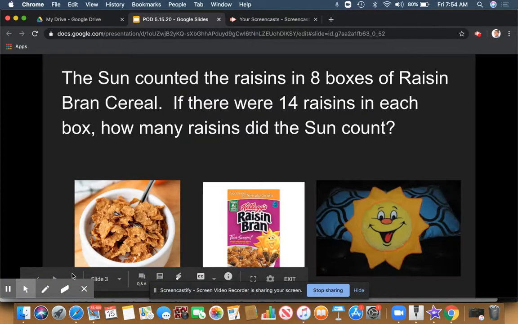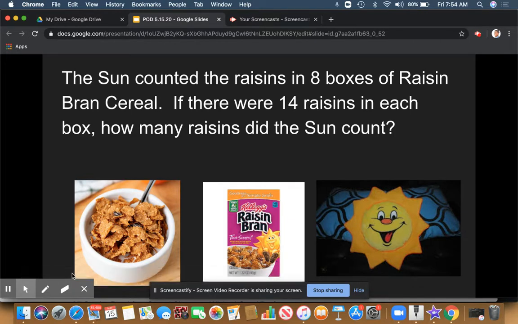All right, guys. Let's take a look at today's problem. The sun counted the raisins in 8 boxes of Raisin Bran cereal. If there were 14 raisins in each box, how many raisins did the sun count, guys? So go ahead and pause the video here to solve the problem. You might want to use a multiplication strategy to make this easier, just as a hint. And once you finish solving the problem, go ahead and press that play button to continue the video, and then I can go over the answer for you.